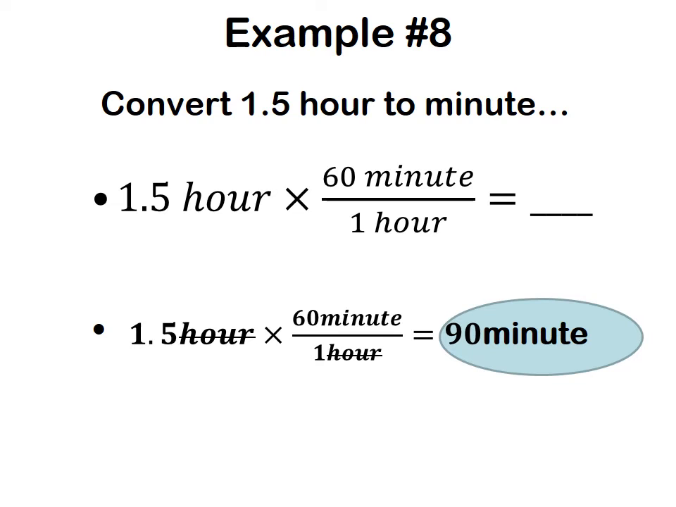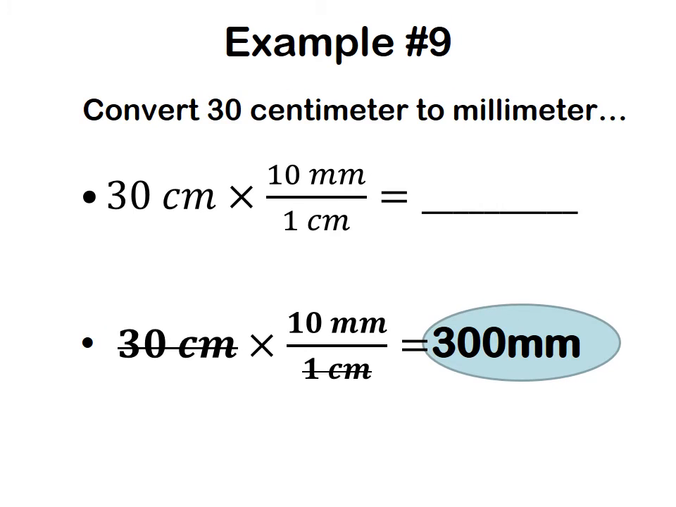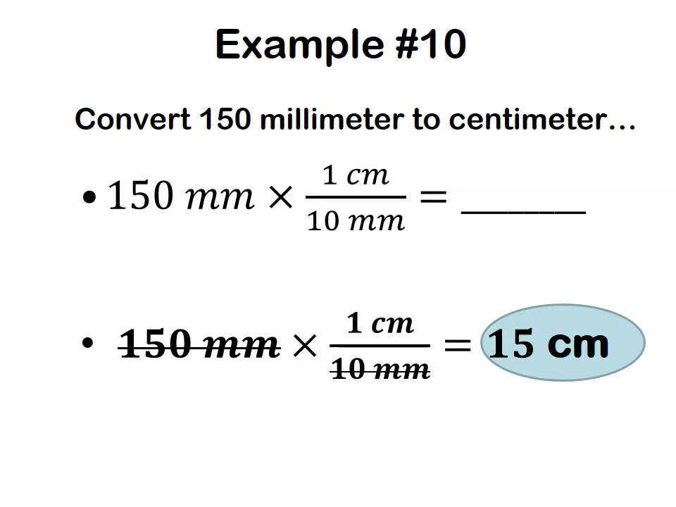Here 1.5 hours to minutes. What we need is minutes, so we will keep minutes up. 60 minutes by 1 hour, we will get 90 minutes. What we need here is millimeter, so we will keep millimeter up. 30 centimeter into 10 millimeter, with centimeter down, so centimeter will be cancelled. We will get 300 millimeter.